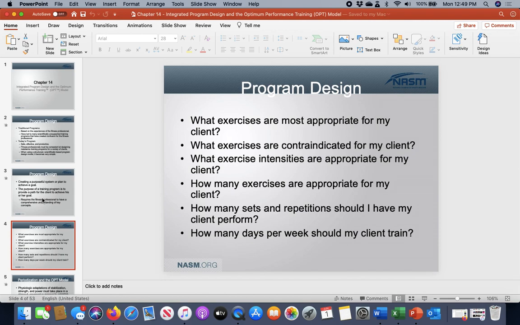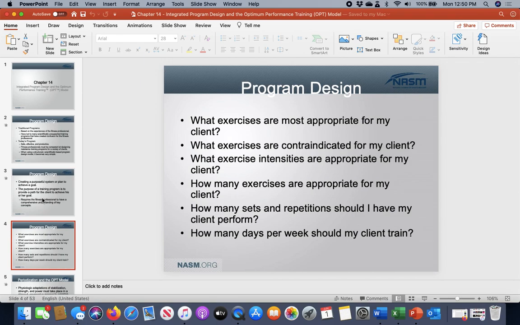What exercises are most appropriate for that particular person? What exercises contraindicate? What exercises should you not be doing because they may cause harm versus improvement for that particular person? If they have a shoulder injury, you got to be very particular about what shoulder movements you're going to do. What exercise intensities are appropriate? Intensity means weight lifted or some other aspect, speed, or added weight to a particular body weight movement. It just depends on what it is. But what is going to be appropriate for them? Well, it depends on what parameters you want to follow and what level of the OPT model you want to be in. Okay.